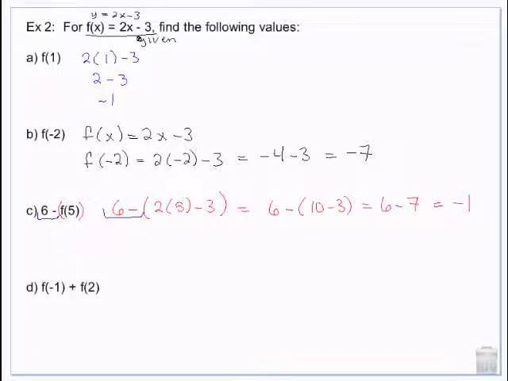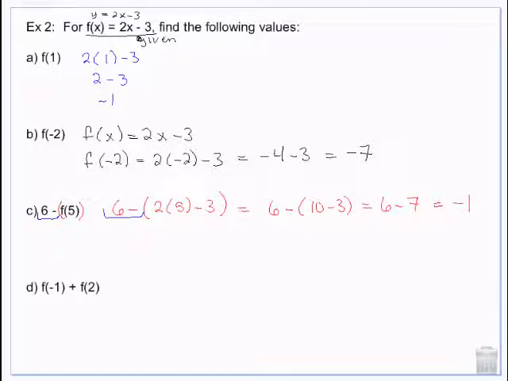So this 6 minus part, that's just this part here. It's outside of the f of x, and so we just tack it on. It's hanging out, and we just put it there because it was already there. But again, that's not something you come up with. It's already there. So you just copy what's already there, and then you replace this with whatever's up here, but with the 5 instead of the x. Here I have f of negative 1 plus f of 2.